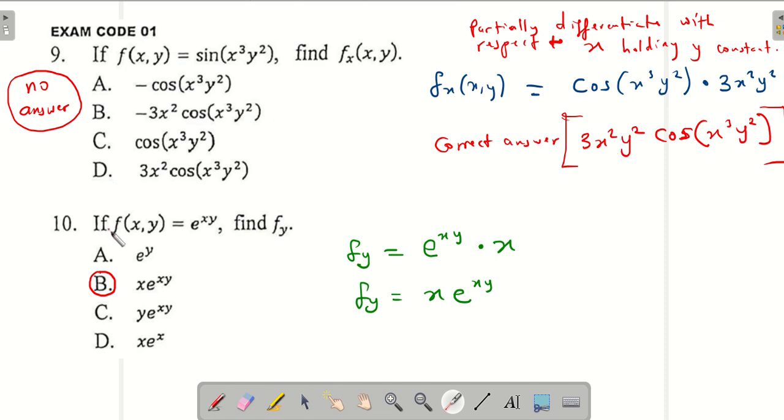Good. So let's come to question 10. If f(x, y) equals e to the power xy, we have to find the derivative of the function with respect to y. So we know that this is an exponential function. When you differentiate, you still get the same exponential function. Then you multiply by the derivative of the exponent with respect to y. So we treat x as a constant, and we will get x. So f_y should be equal to this as the answer.